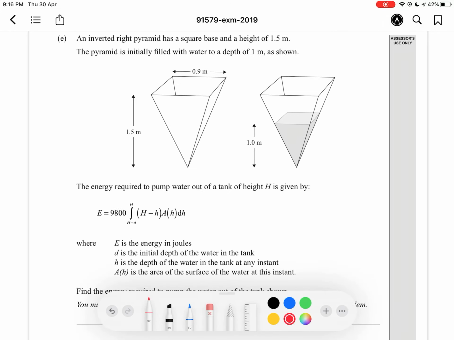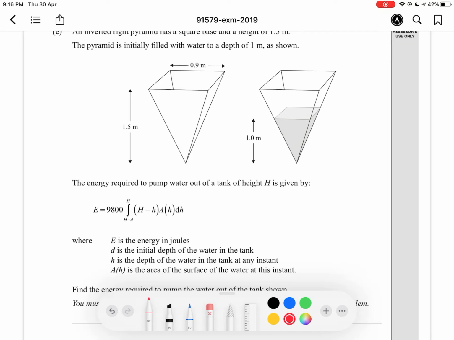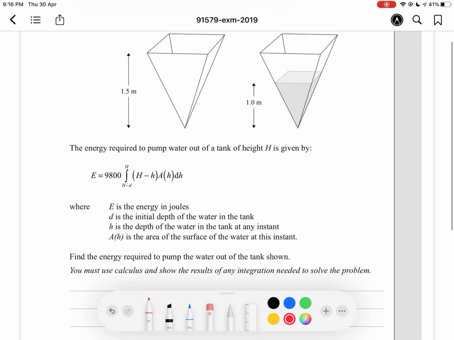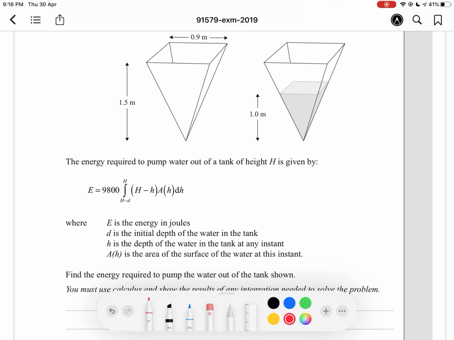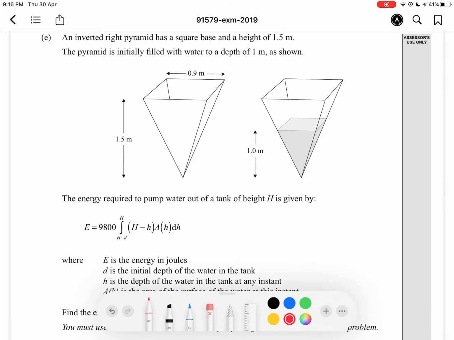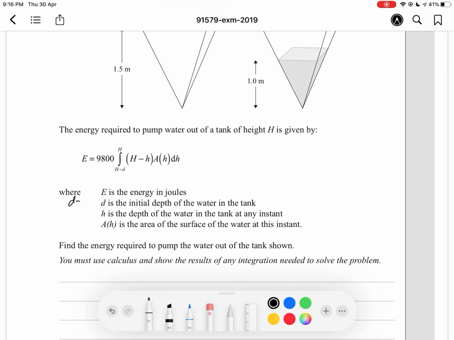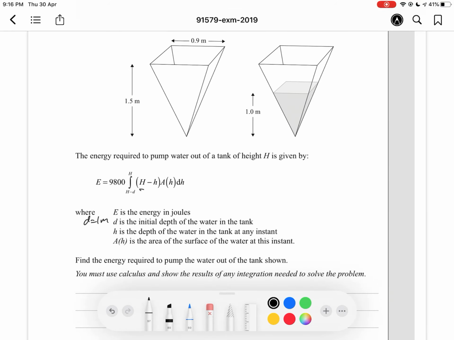So it tells us that E is the energy in joules, D is the initial depth of the water in the tank, H is the depth of the water in the tank at any instant, and A of H is the area of the surface of the water at this instant. So find the energy required to pump out the water out of the tank as shown. In this case, we have a pyramid initially filled with water to a depth of 1 meter, so the initial depth is 1 meter, so we already know that D equals 1 meter. We know that our big H here must be equal to the height of the pyramid, so big H is equal to 1.5 meters.